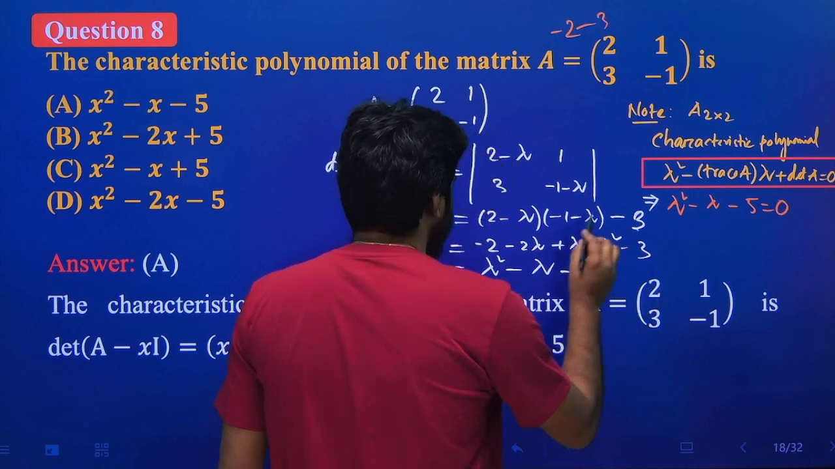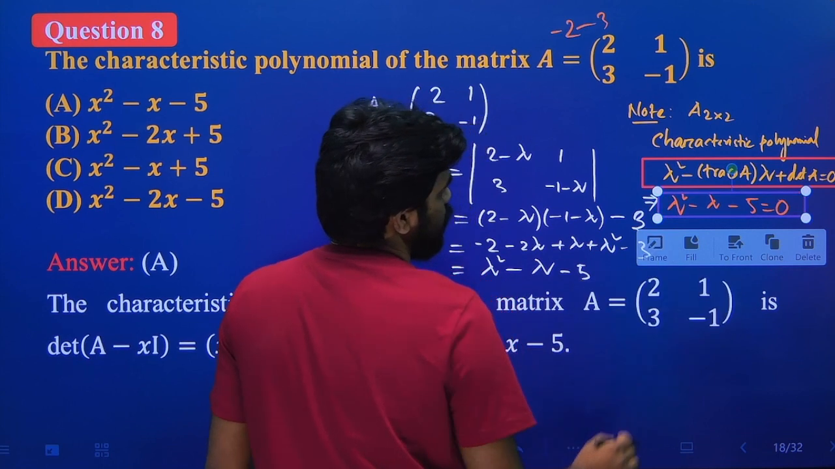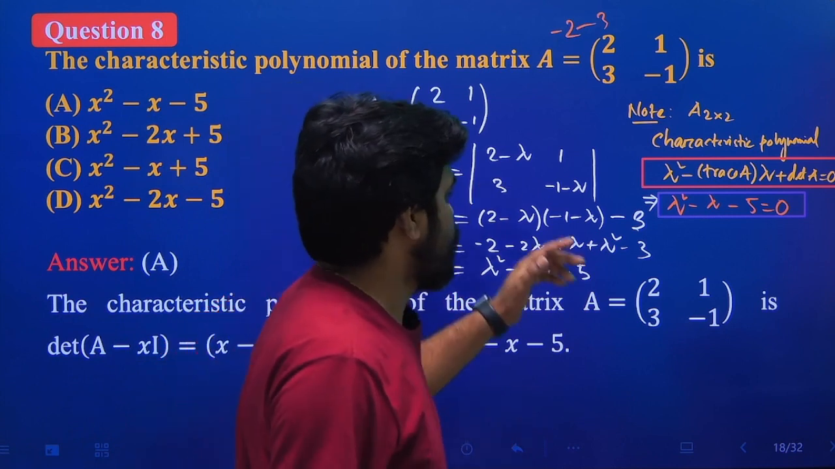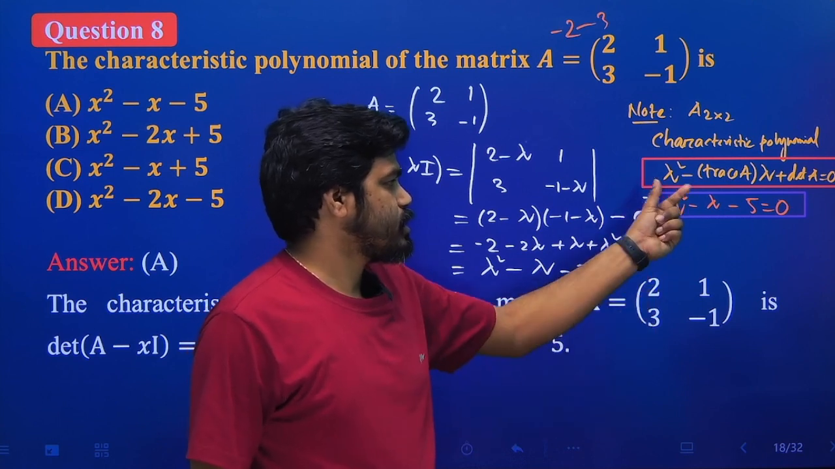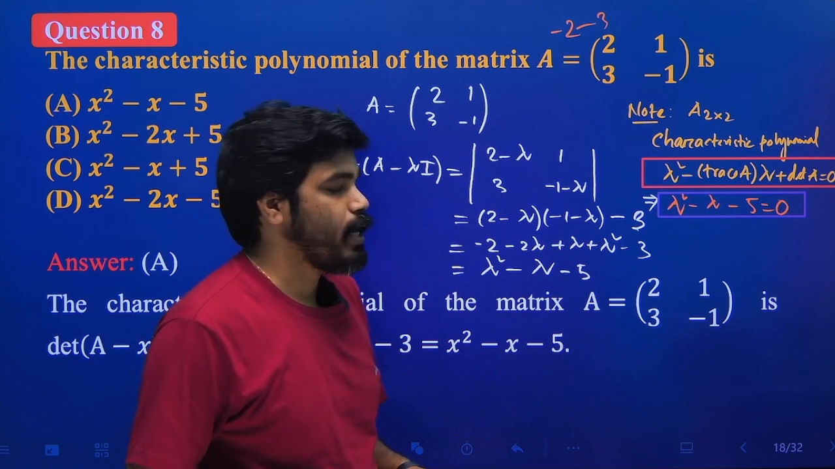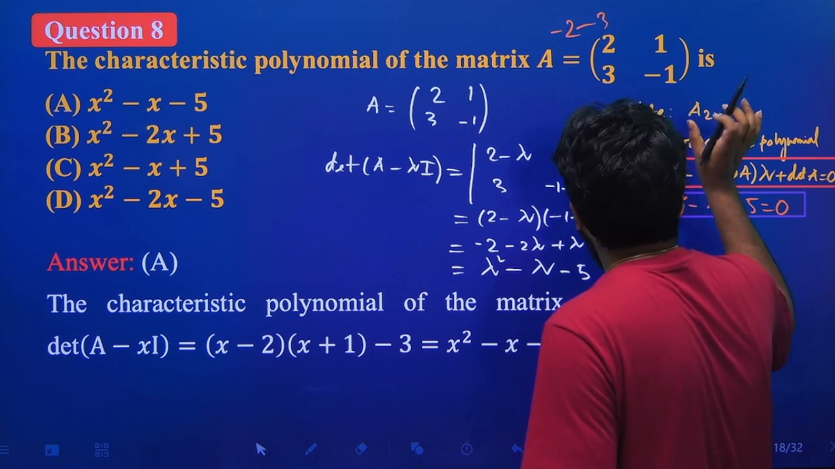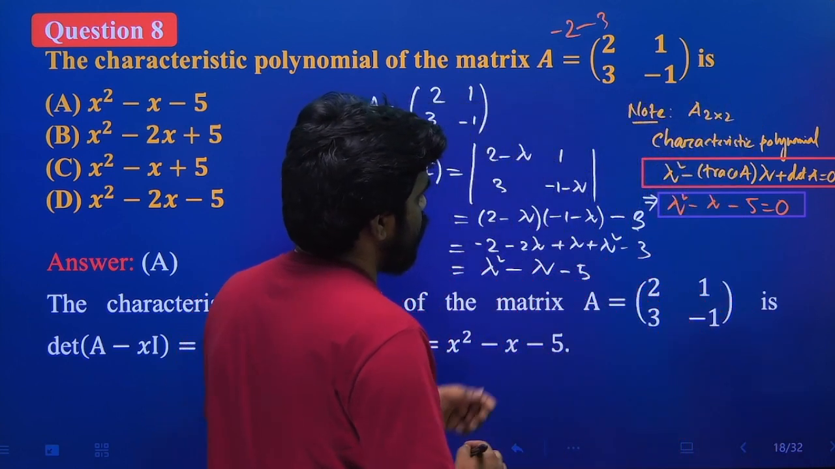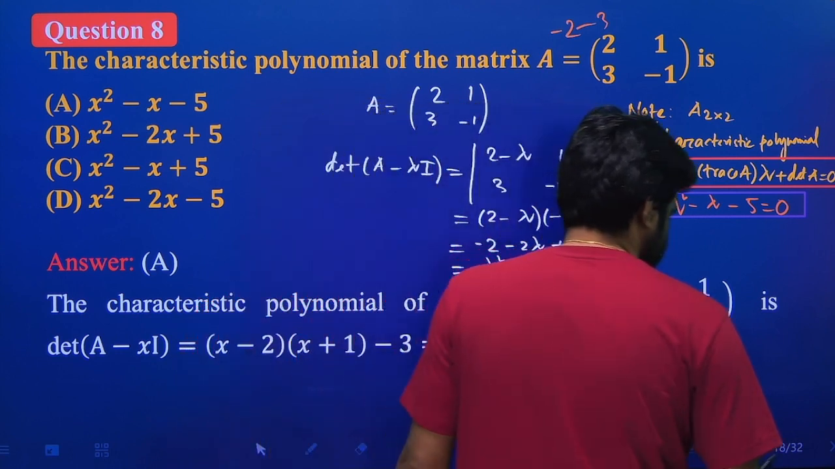So it is a very, very important note. If A is a 2 cross 2 matrix, then the characteristic polynomial will be lambda square minus trace A into lambda plus determinant A. Okay? It is a very, very important property.